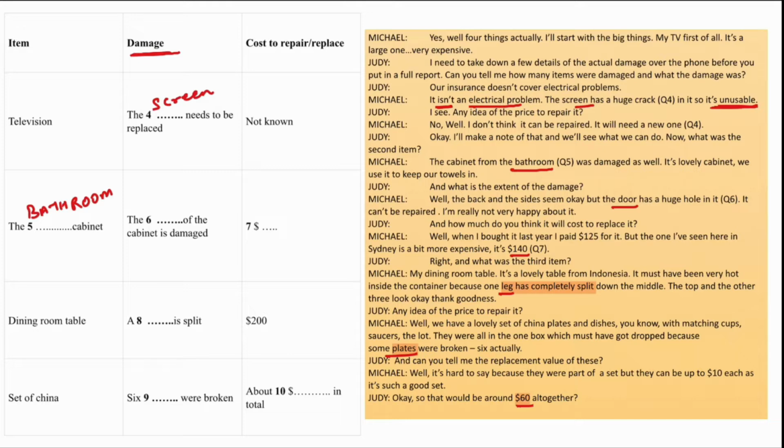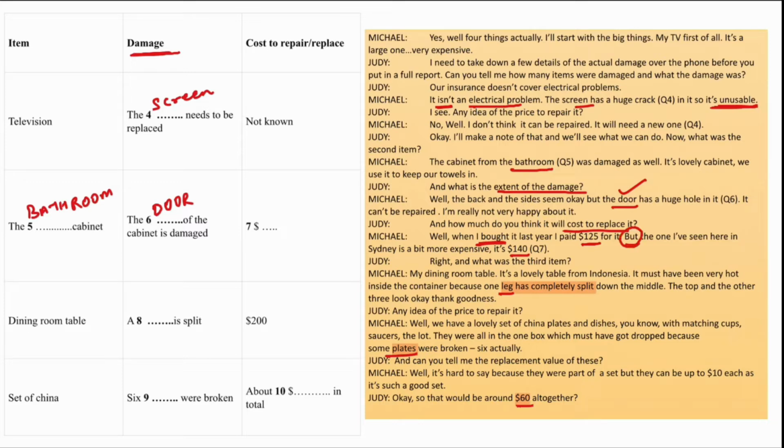So when Judy said, what is the extent of the damage, then he said the door has a huge hole in it. So that means bathroom's door is cracked or has a huge hole in it. So answer is door. You will write like this. Then for seventh answer, he said the cost to replace it. Then Michael replied to him that when he bought it last year, it was $125.